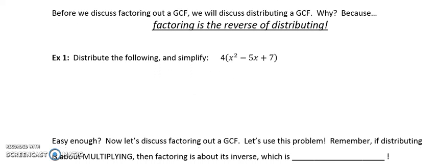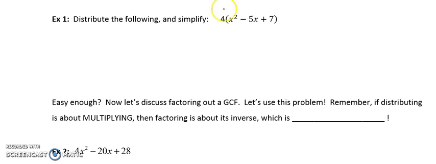Before we discuss factoring out a GCF, which is a greatest common factor, we'll discuss distributing a GCF. Why? Because factoring is the reverse of distributing. So let's look at this first. When we distribute this 4, it gets multiplied times everything. And I want you to remember that. It gets multiplied times everything.